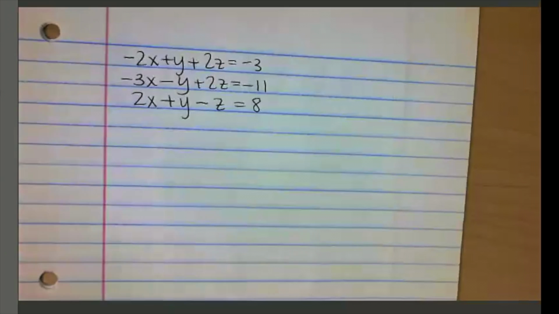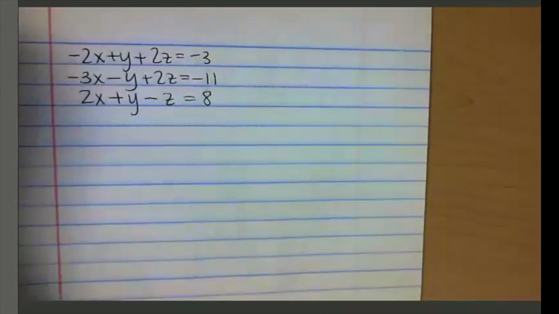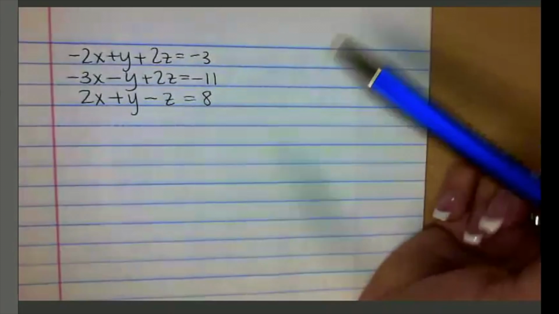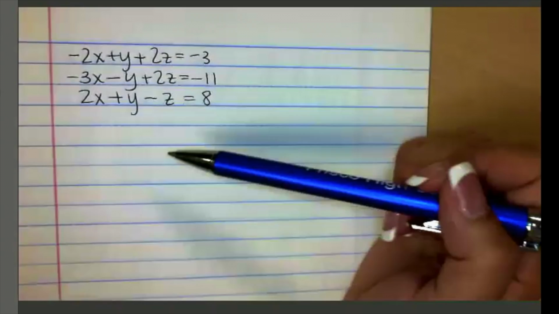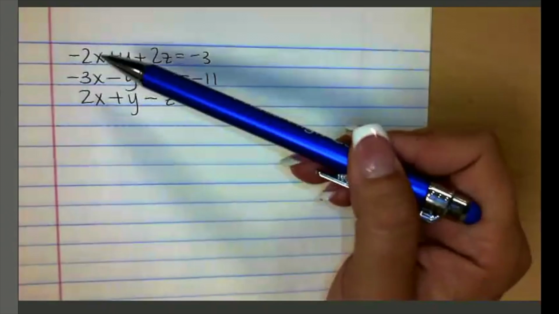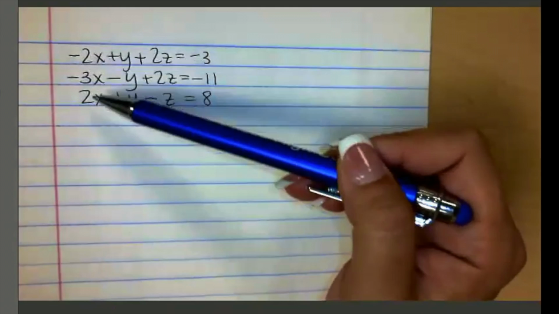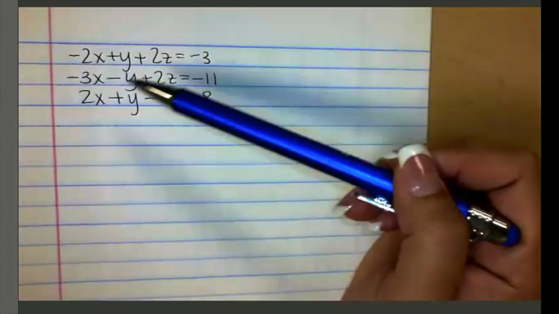All right, today we're going to focus on solving three variable systems with elimination. When you are working with elimination, the first thing you're going to want to decide is which variable you are going to eliminate. You want to see which one's going to be the easiest in all three equations. If I look at this one, there's a -2, a -3, and 2 as coefficients on the x's. Those are going to be easy to work with, but not as easy as some of the others.